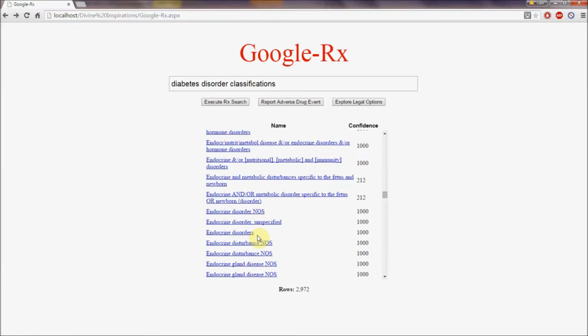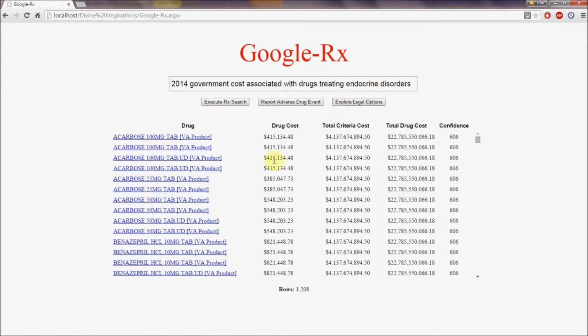Let's go back and ask how much the government spent last year on endocrine disorders. We can do that as follows. 2014 government cost associated with drugs treating endocrine disorders. And here are the results.